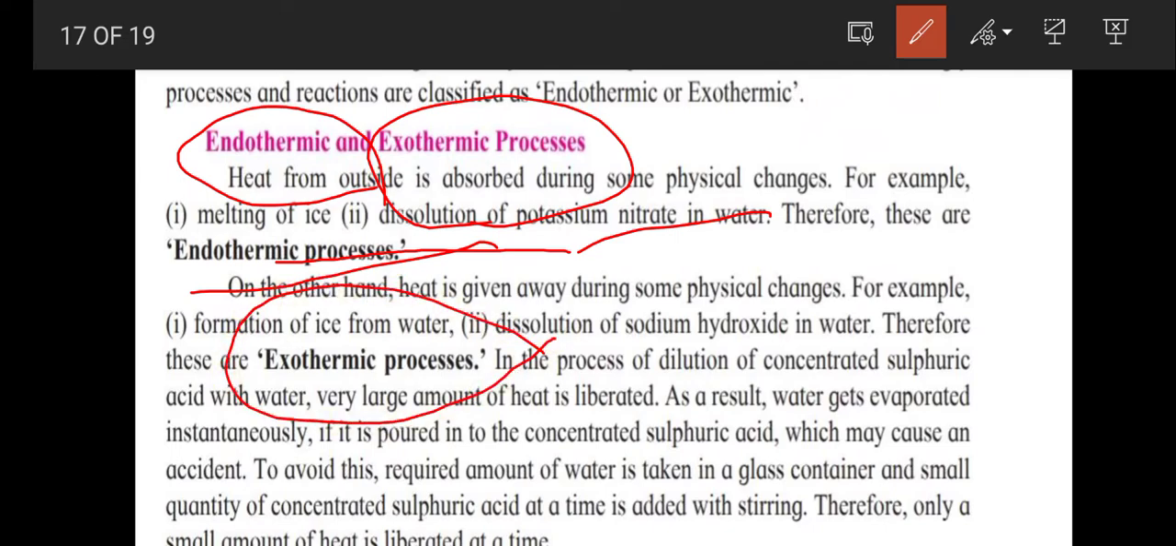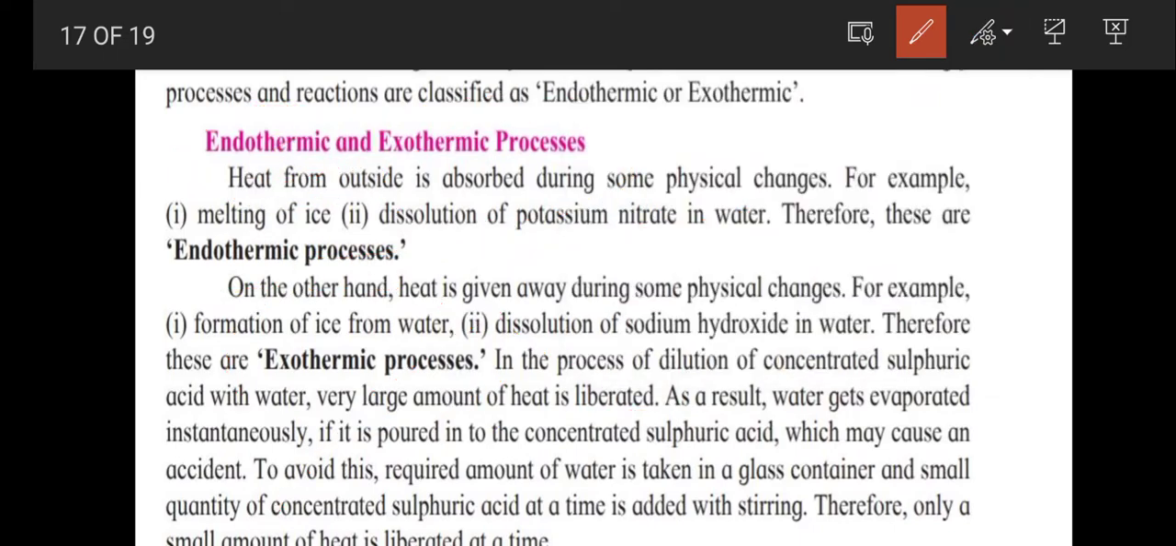Okay, in this process, the dilution of the concentrated sulfuric acid with the water, a very large amount of heat is liberated. Okay, whenever heat is liberated, that time it is an exothermic reaction. जब heat reaction से outside जाती है, वहाँ क्या होती है? एक्सोथर्मिक होती है. और inside आती है, that means melting of ice, that is called the endothermic reaction. So simply endo means to gain heat and exo means to liberate heat.